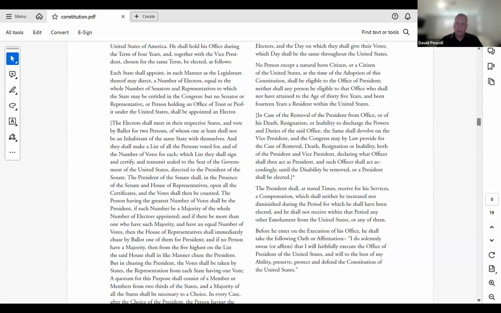There is an oath that all presidents must take. And you see that oath there in that final paragraph. I do solemnly swear or affirm I will faithfully execute the office of President of the United States and will, to the best of my ability, preserve, protect, and defend the Constitution of the United States. That is an oath that all presidents need to take.